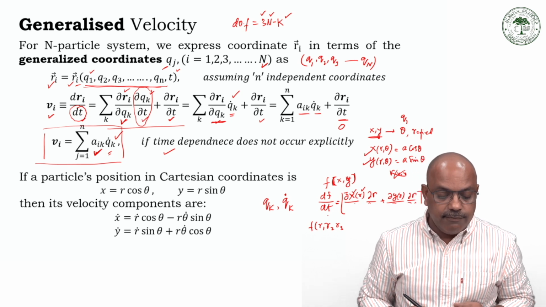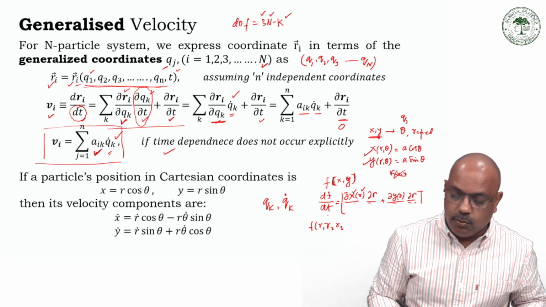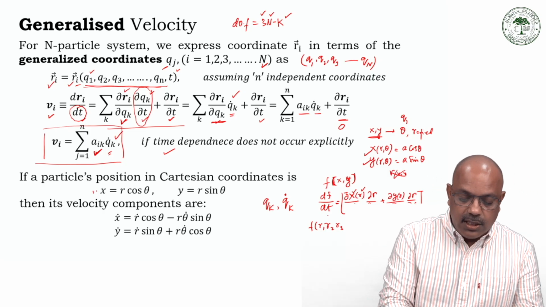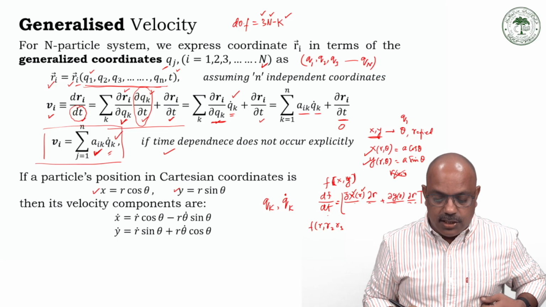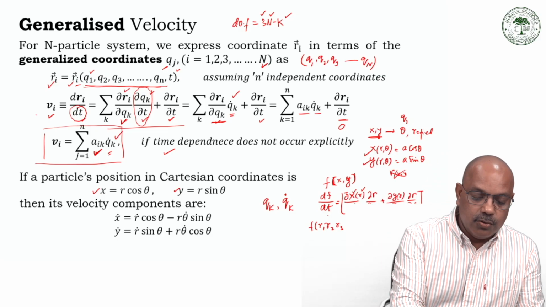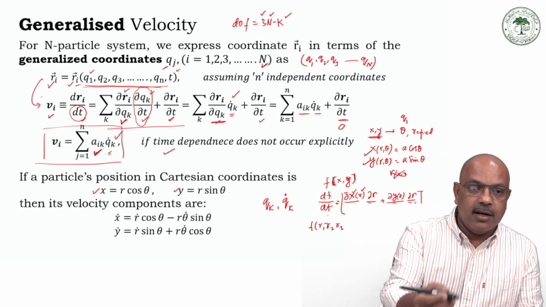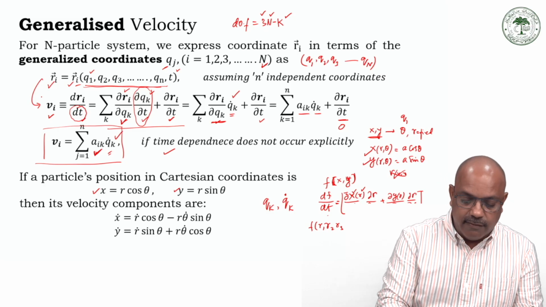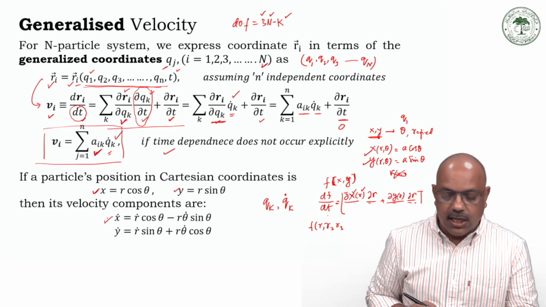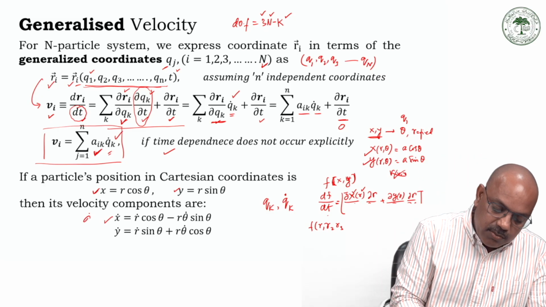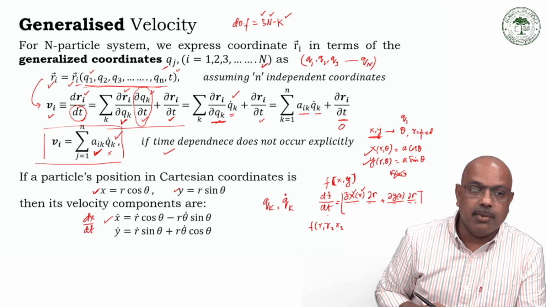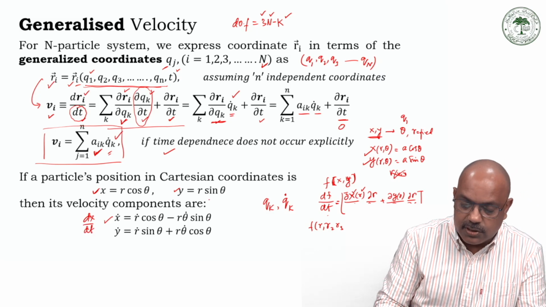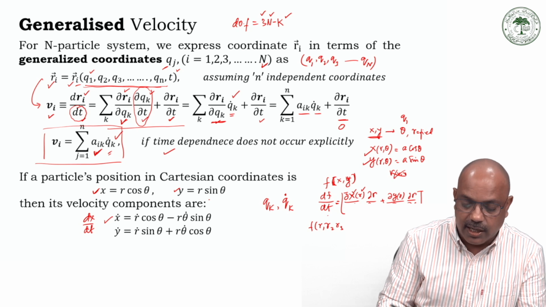So for example, if I have a particle position in Cartesian coordinates, if you remember, I can represent x as r cos θ and y as r sin θ in its components. Let's try to do the same thing. When I have x, let's differentiate it. This is ẋ, which is nothing but dx/dt, as we did here with dri/dt. So this becomes, because r is a variable here, r can change.